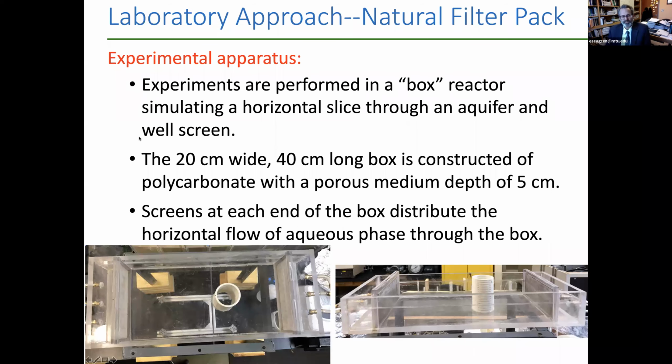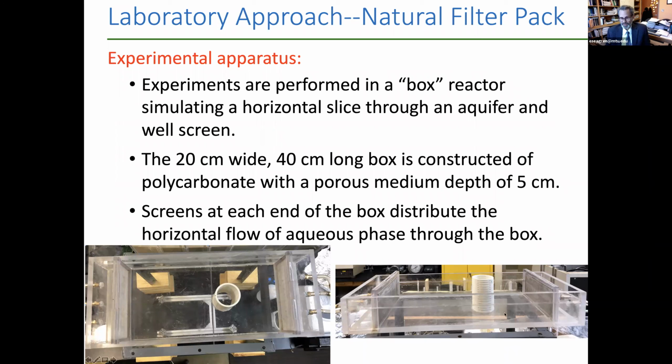So to evaluate this, we did a series of experiments. At first, we used a natural filter pack, so just the well installed into the model aquifer. We performed these experiments in a box reactor, simulating a horizontal slice through an aquifer. You can see here, it's a not very tall box, about 5 centimeters deep, 20 centimeters wide, 40 centimeters long. Wide enough to avoid short-circuiting effects, hopefully, with our porous media that we selected, but long enough so we could develop that plume emanating from the well screen.